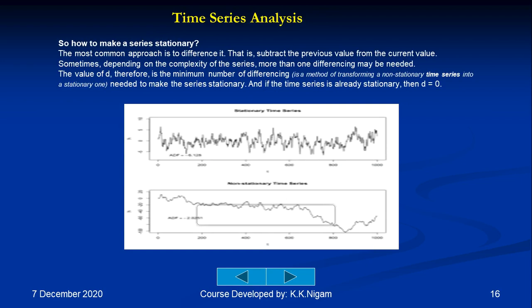So how do we make a series stationary? The most common approach is to difference, that is, subtract the previous value from the current value. Sometimes, depending on the complexity of the series, more than one differencing may be needed. The value of d, therefore, is the minimum number of differencing needed to make the series stationary. And if the time series is already stationary, then d is equal to 0.